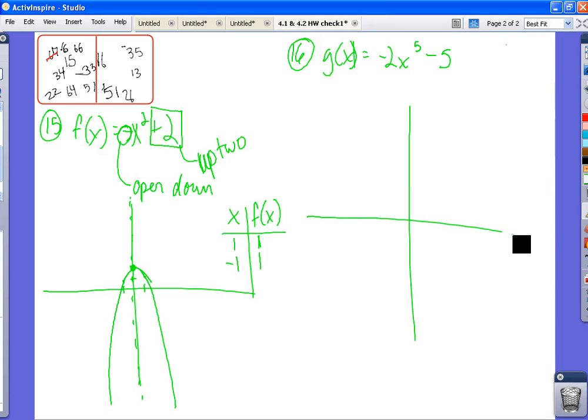How is this graph going to look different from just regular x squared? That should be x squared. How's it going to look different from just x squared? So why, down 5. Good, down 5.